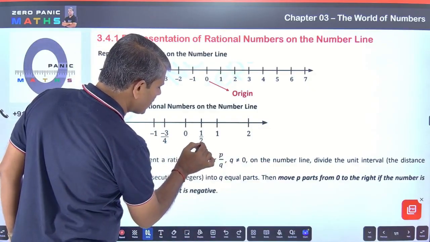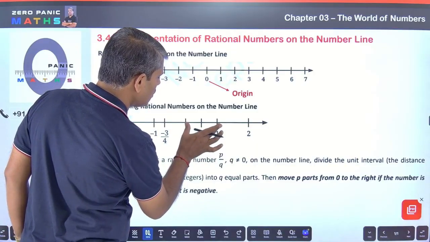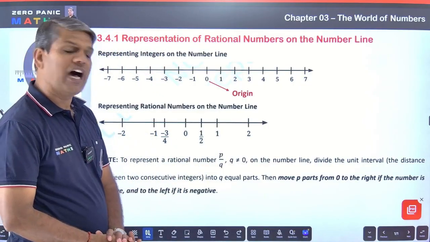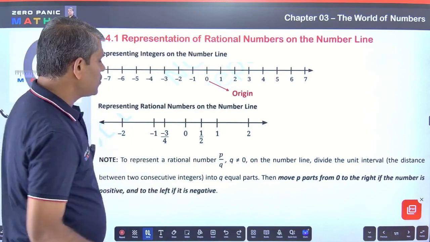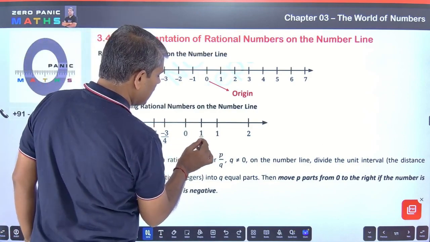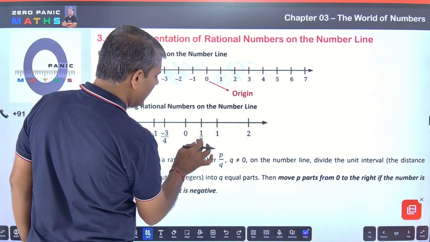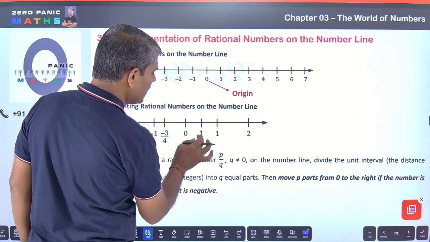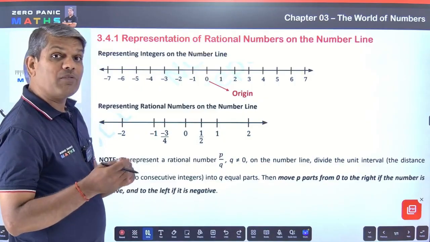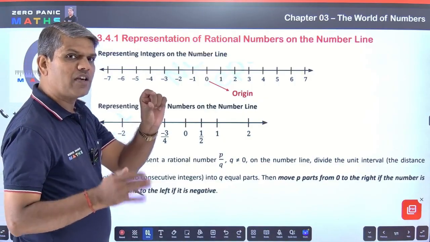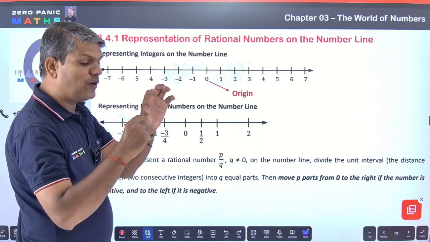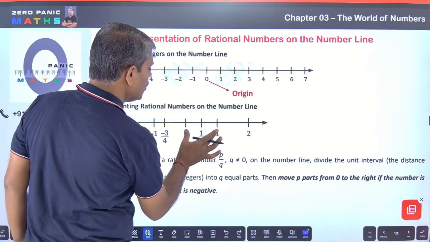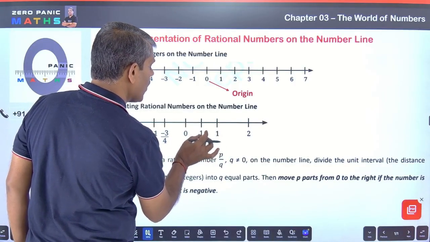There is one fraction represented between 0 and 1, that is 1 by 2, which is half, which is less than 1. Correct? You see that the given unit is divided into two parts, and one part of the available two parts is represented. What do you mean by 1 by 2? 1 by 2 is the first part of two parts. So that is half of the 0 to 1 unit, that is 1 by 2.